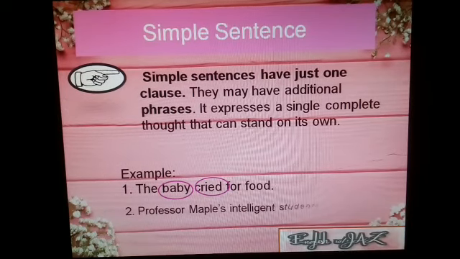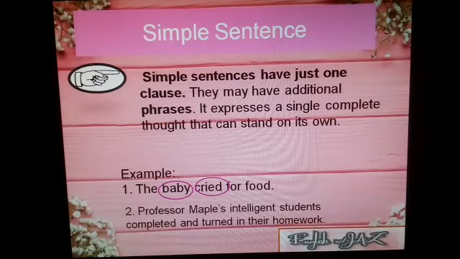Let's have the second example. Professor Maffle's intelligent students completed and turned in their homework. In this example, we have our subject, students. Although we have two verbs in this sentence, completed and turned, this is still considered a simple sentence because it still expresses a single complete thought.